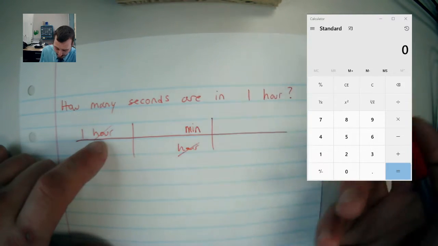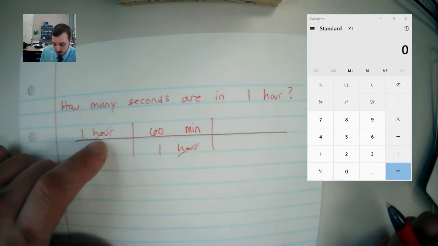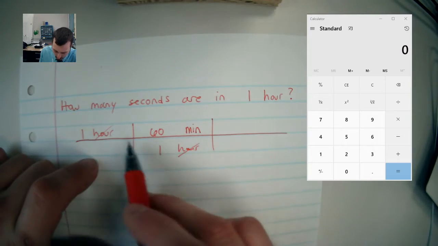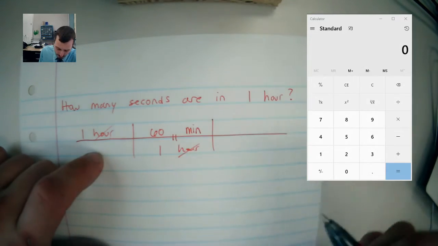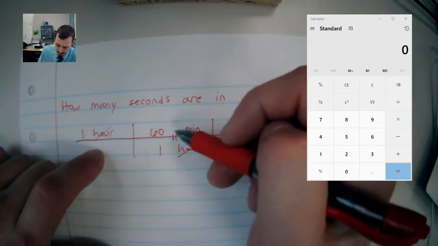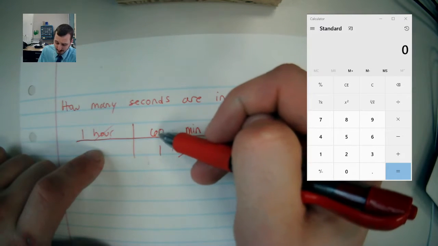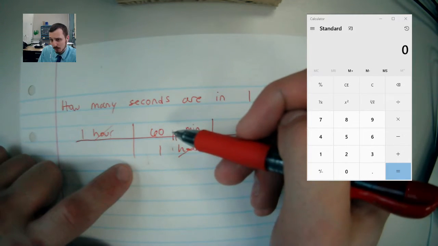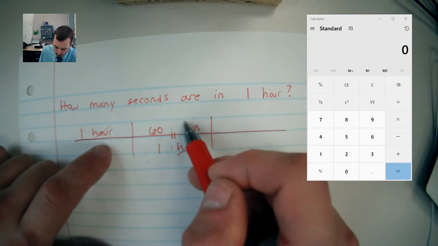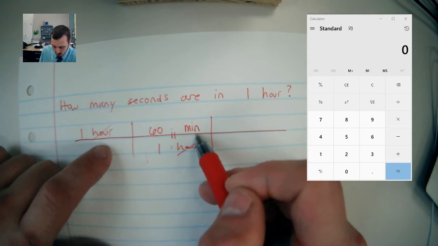And I know the fact that 1 hour is 60 minutes. So technically, when I'm doing this, I'm not just multiplying this by any random number. I'm picking this number because these two things are equal. So technically, I'm multiplying it by 1, if you think about it. All I'm doing, though, is changing my units. So in this case, I'm left with minutes.